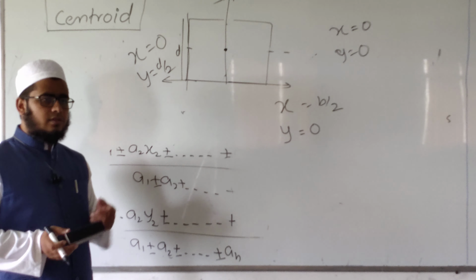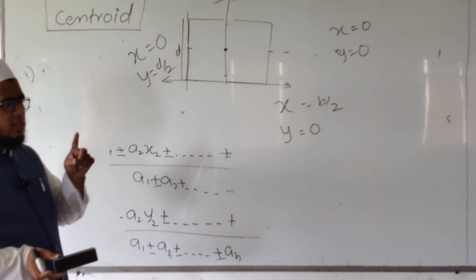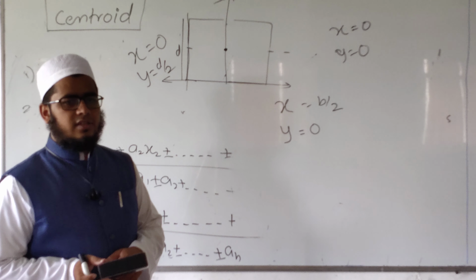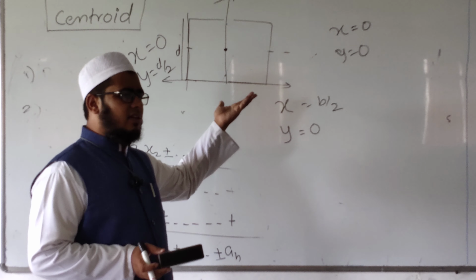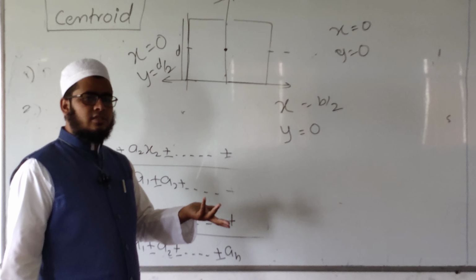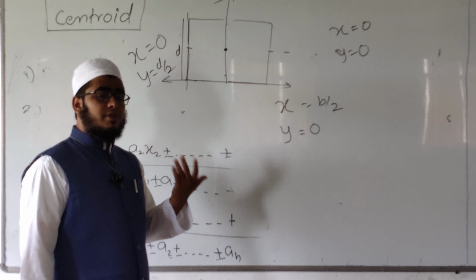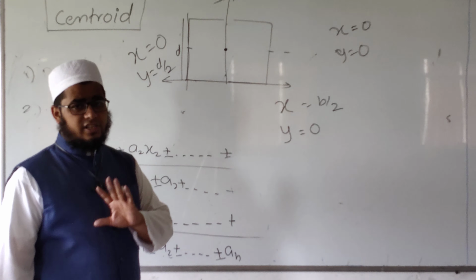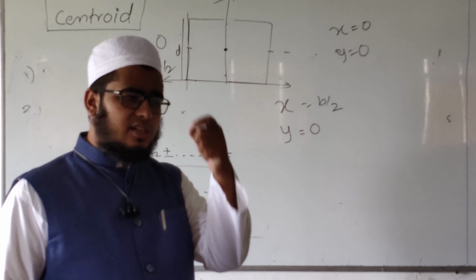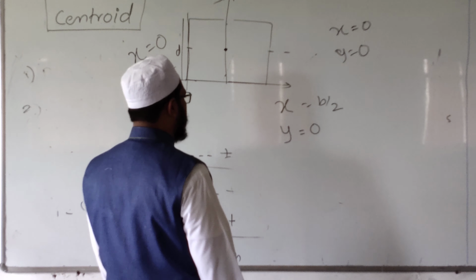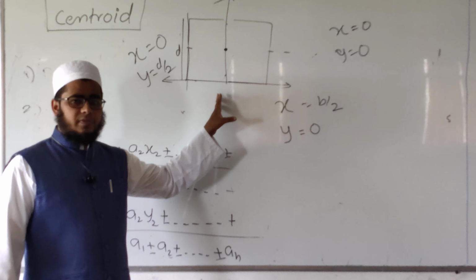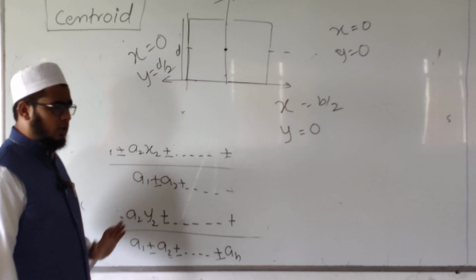Again I will repeat this. Whenever the body or object or plane lamina is symmetrical about both x and y axes, the coordinates of the centroid x and y are 0. If the body is symmetrical about only the x axis, the y coordinate is 0. If the body is symmetrical about only the y axis, the x coordinate is 0. This means if the axis position is given such that it divides the plane lamina into two equal parts, then there is no need to find one coordinate. We only have to calculate the value of the other coordinate with the help of this formula.